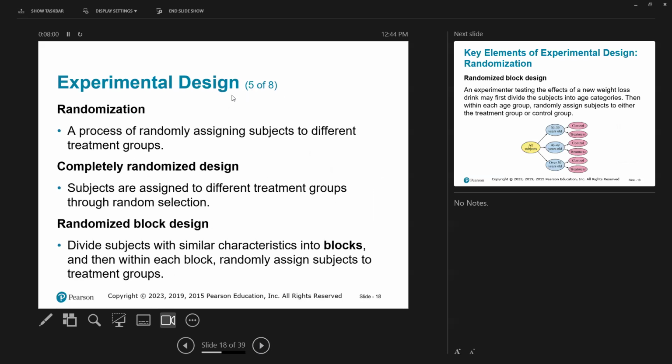Fifth, randomization, a process of randomly assigning subjects to different treatment groups. Completely randomized design: subjects are assigned to different treatment groups through random selection. Randomized block design divides subjects with similar characteristics into blocks, and then within each block, randomly assigns subjects to treatment groups.